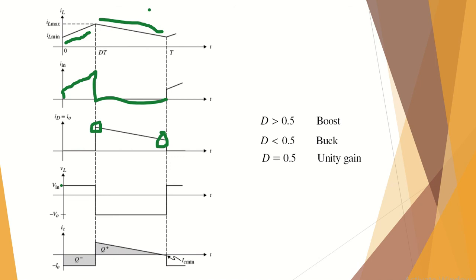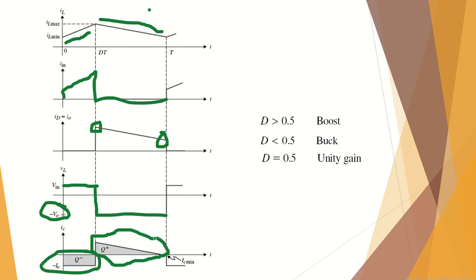Then we have the input voltage. During the on period, the inductor voltage is equal to V in, and when the switch is opened, our polarity reverses and it is equal to minus V naught. Then we have the capacitor current. This is the graph, minus Q. This is the portion in which charge is removed from the capacitor, and this is the portion in which charge is accumulated in the capacitor.